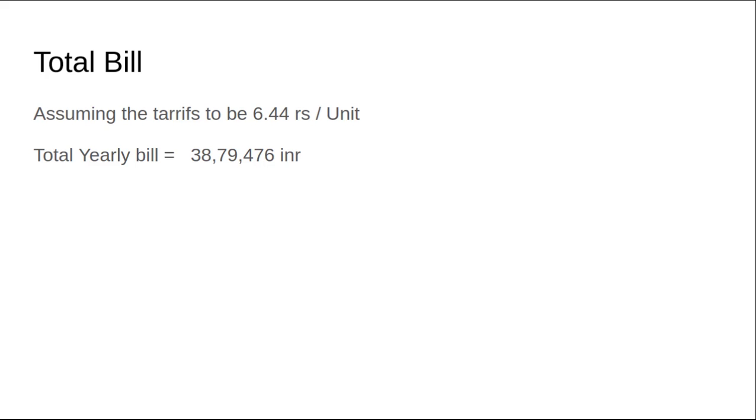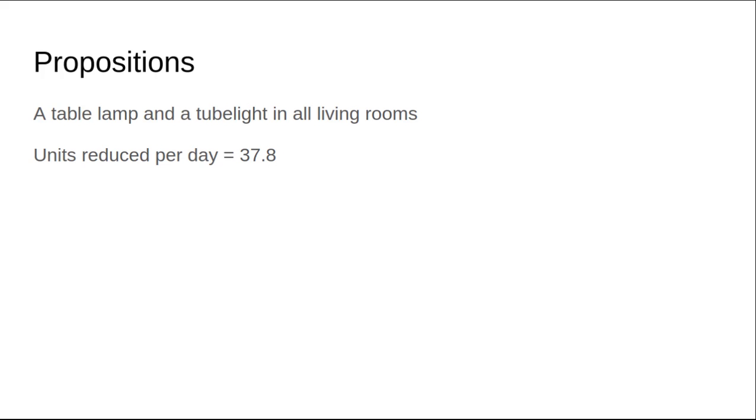This slide represents the per day electricity consumption from the data we were given in the problem statement. As you can see, living rooms take the most of this share, taking 51.7% of the total per day electricity consumption. As the living rooms take the most of this share, our proposition works to minimize that.